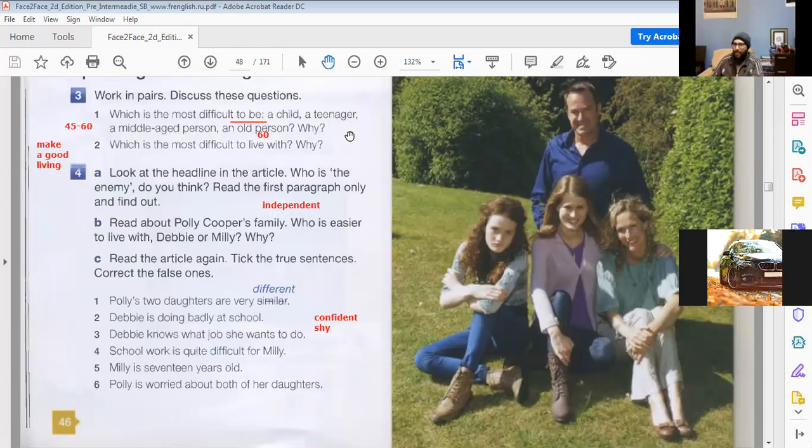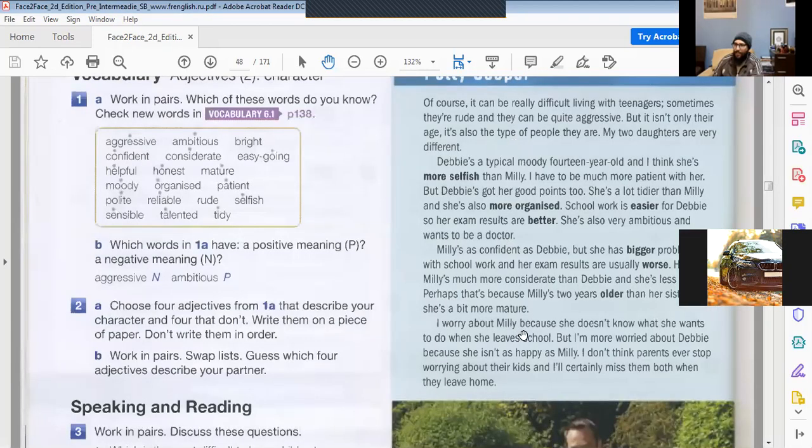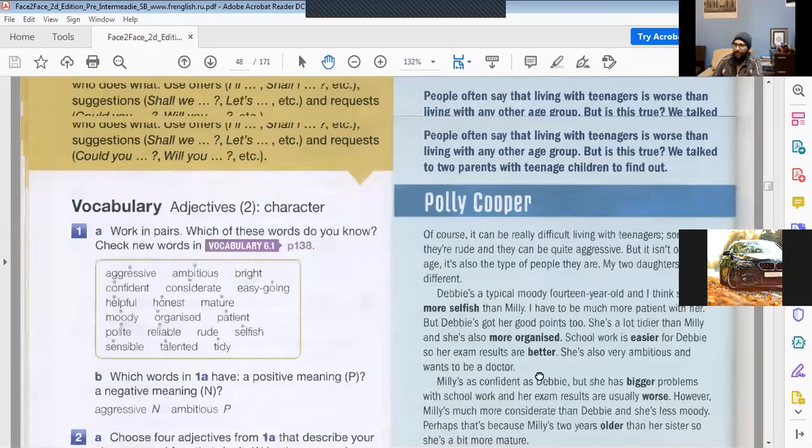Okay, so now let's read about this family and let's find out what their problem is. So it says here, look at the headline in the article. Who is the enemy, do you think? Read the first paragraph only. Okay, so now can you see the headline or the title here?